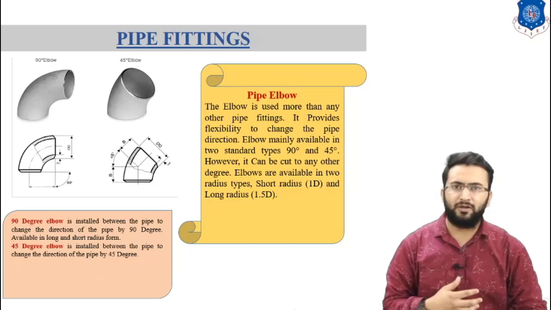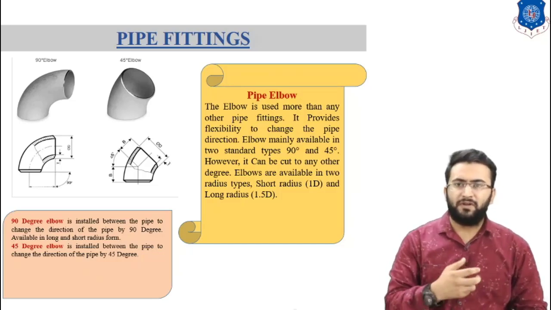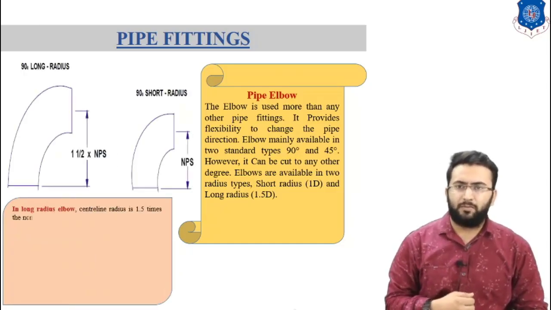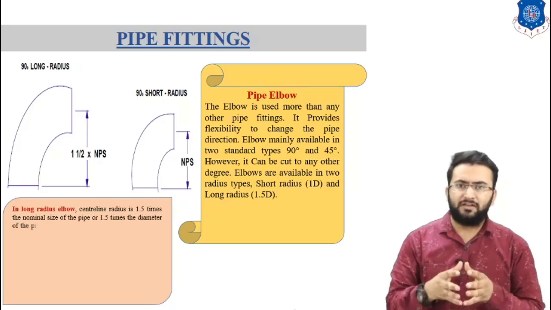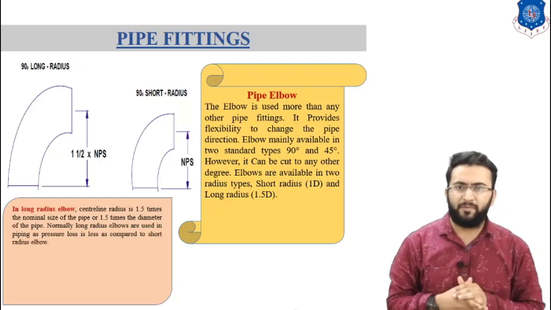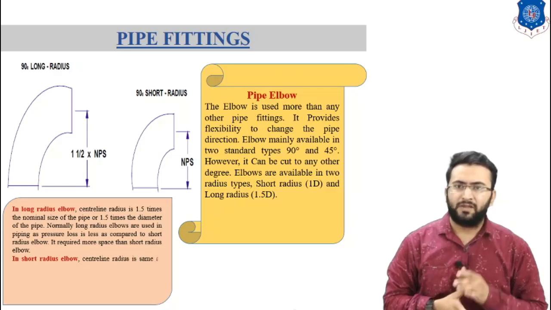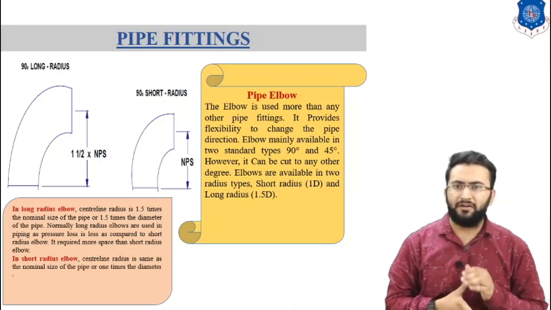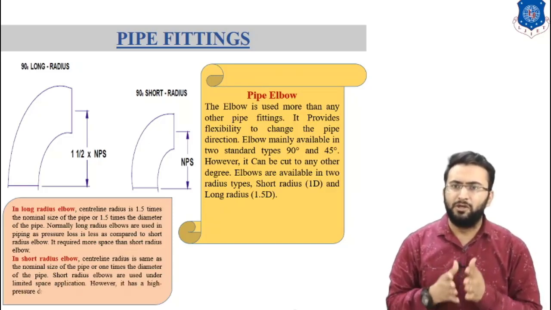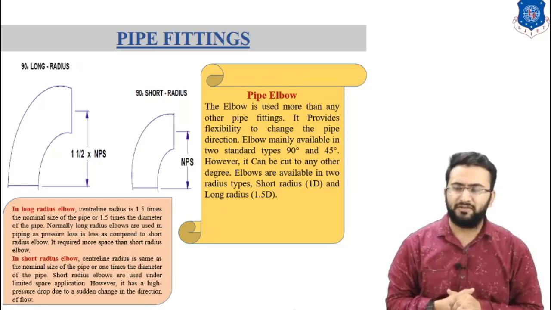Now let's talk about the further classification of 90-degree elbow. 90-degree elbow is further classified as short radius elbow and long radius elbow. In long radius elbow, center line radius is 1.5 times the nominal size of pipe, or we can say 1.5 times the diameter of the pipe. Normally, long radius elbows are used in piping as the pressure loss is less as compared to short radius elbow. It requires more space than short radius elbow.